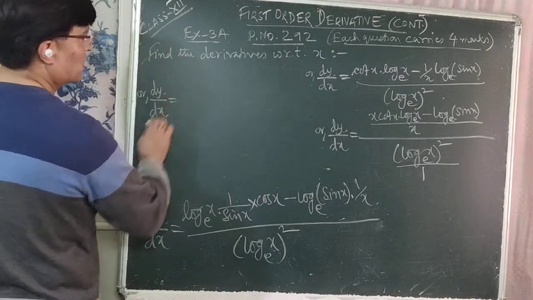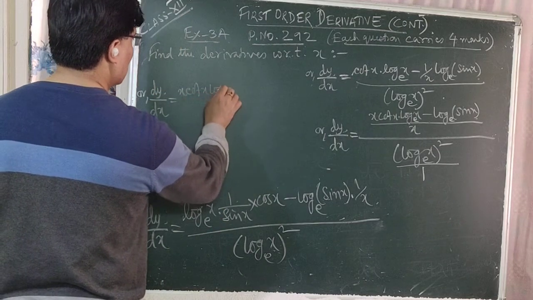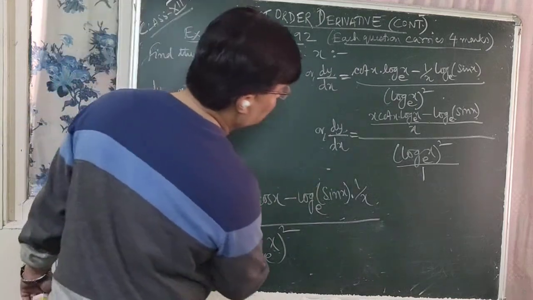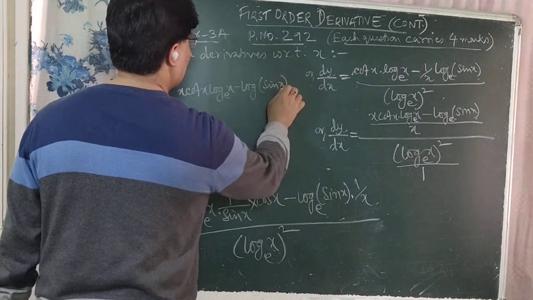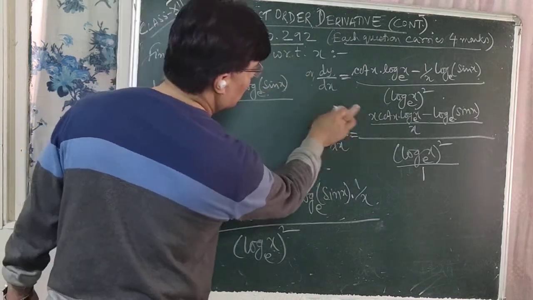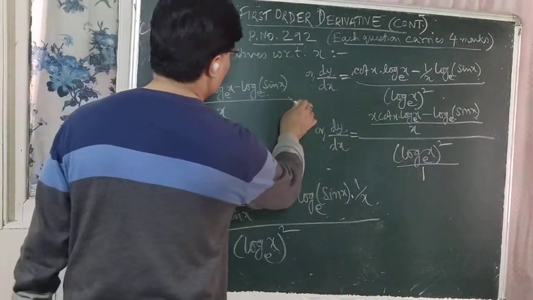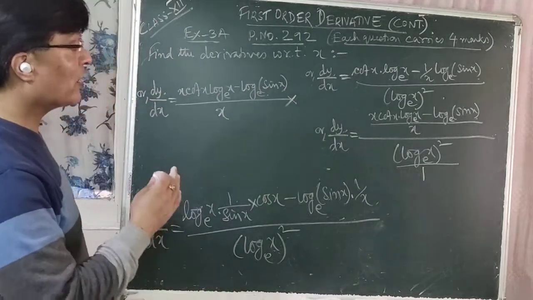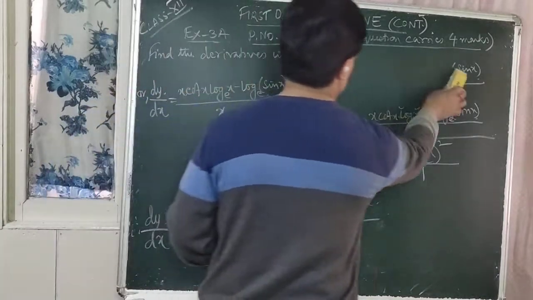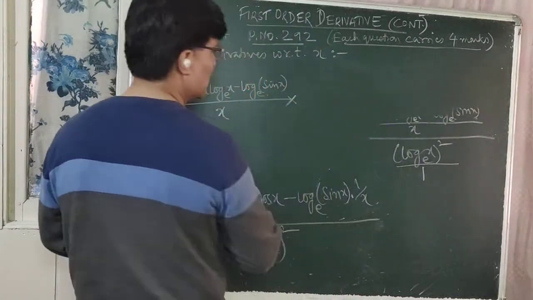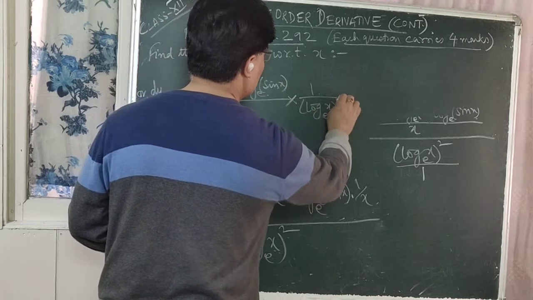Or dy by dx is equal to x cot x into log x base e minus log of sin x base e, whole divided by x. This is in the numerator, into what? Now when this log x base e whole square upon 1 goes up in the numerator, it becomes upside down. So what do we get now? Into 1 upon log x base e whole square.